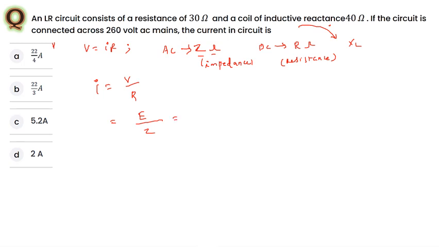See from this one, E value you can mention as E only, and the whole divided by, one is about resistance, that is R square, another one is XL square, this is about LC circuit. E value they have given here is 260 volt, whole divided by R square, the R value here is 30. So 30 square plus the inductive reactance value, that is 40 square. The total here we call impedance.